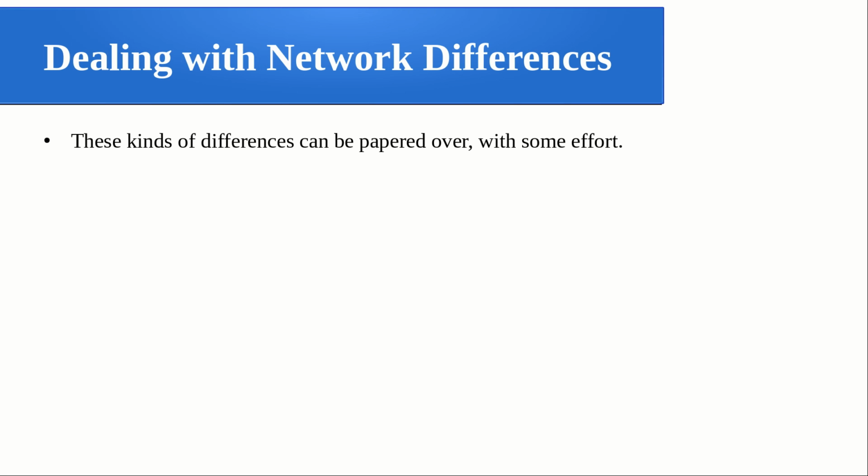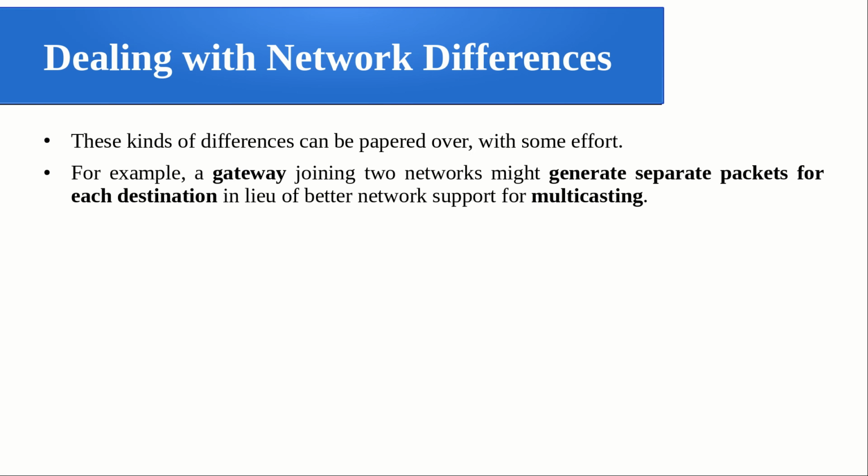Dealing with network differences: these kinds of differences can be papered over with some effort, right? For example, a gateway. Now you are hearing about something called a gateway, like a switch or a router. This is something higher than the network layer actually. So a gateway joins two different networks. Even inside a router, it is capable of dealing with two different data link layers, right? You can place it between an Ethernet and a token ring. Like that, it can connect different networks.